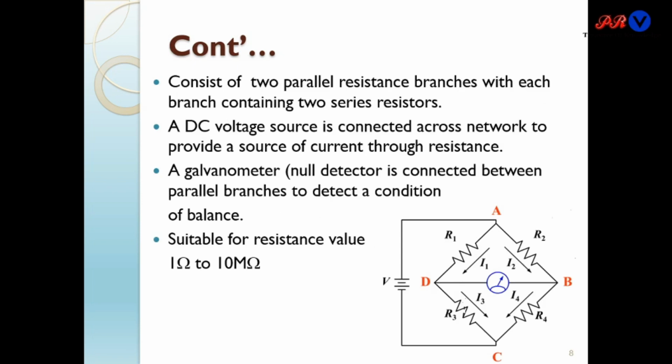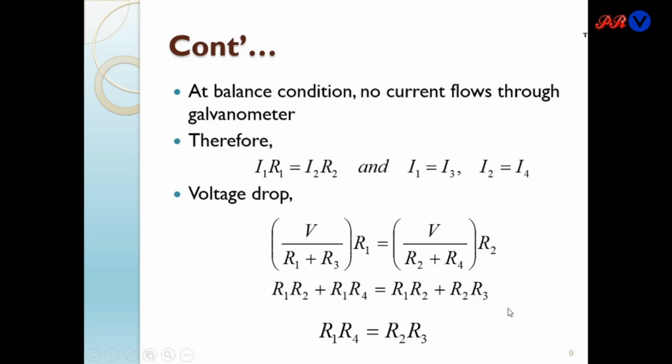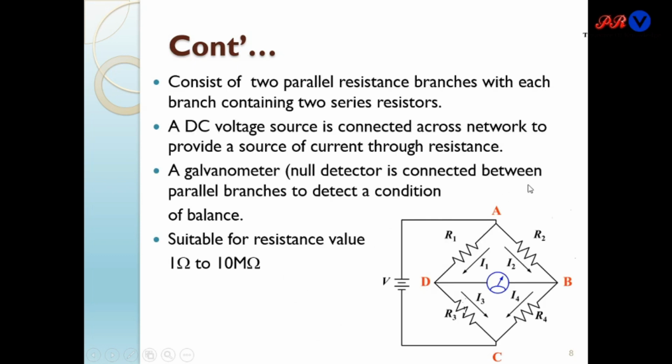Because when no current passes through this galvanometer, I1 becomes equal to I3. All current will flow from A to D and D to C, and similarly from A to B and B to C. So I2 becomes equal to I4. That is this condition.